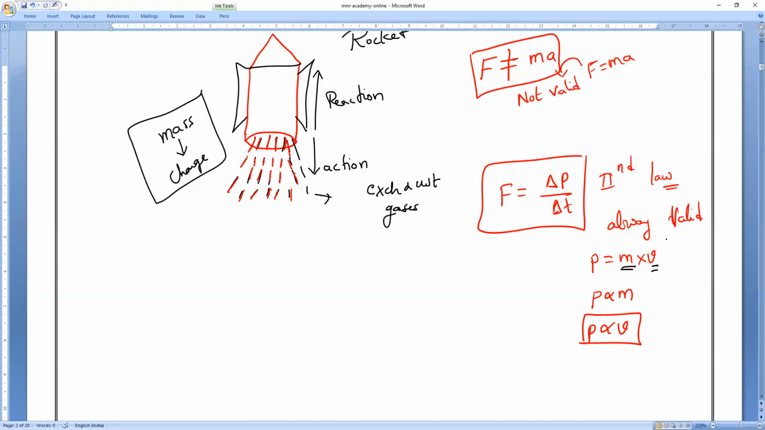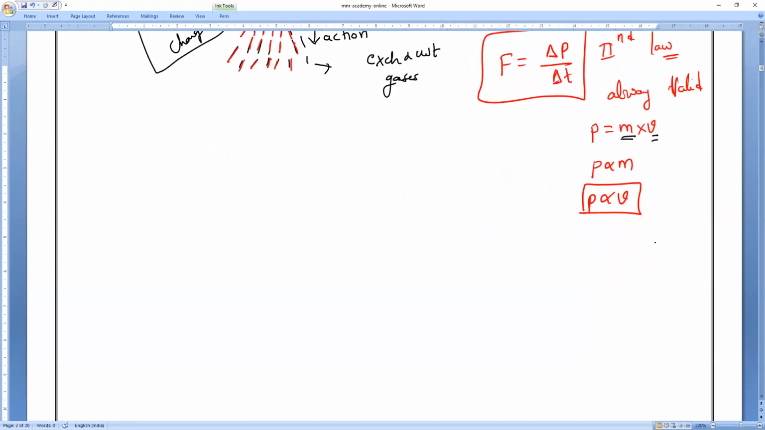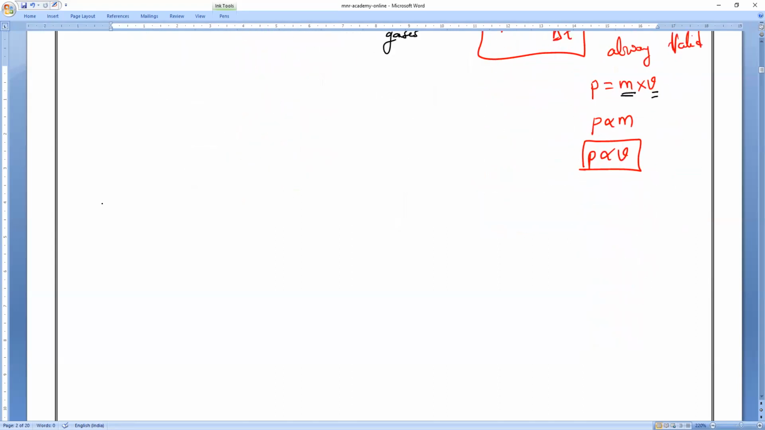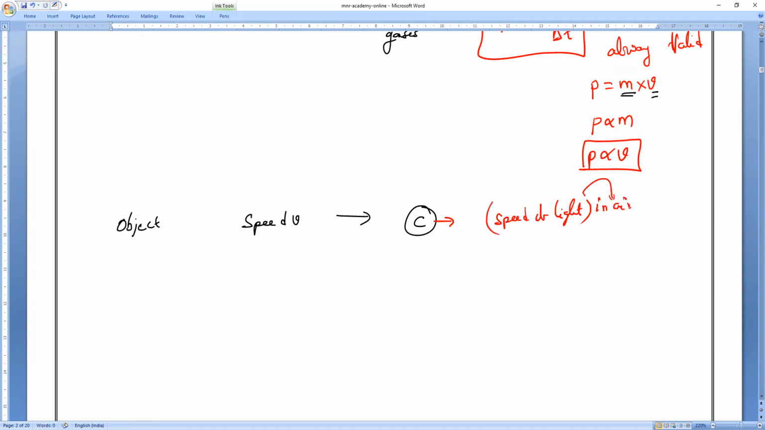Now, one interesting thing I'll say: let me consider some object having a speed v, which is almost equal to c. What do you mean by c? In 10th class we studied it. Speed, c represents the speed of light in air. Do you remember? That is c.